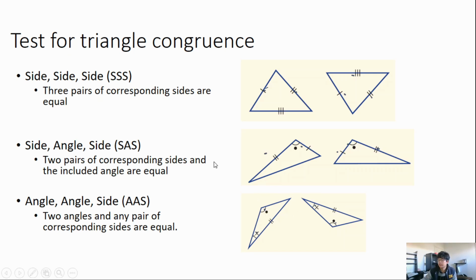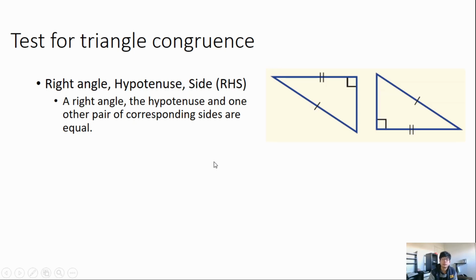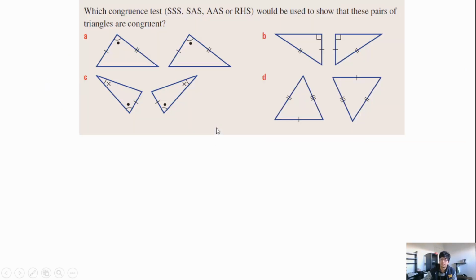And there's one last test, this one's for right angle triangles, and this is the right angle, hypotenuse, and side. Remember, the hypotenuse is the longest side of a right angle triangle, and in this case the right angle, the hypotenuse, and one other pair of corresponding sides are equal. So we have this right angle, they're the same, hypotenuse, they're the same, and the corresponding side here is also the same.